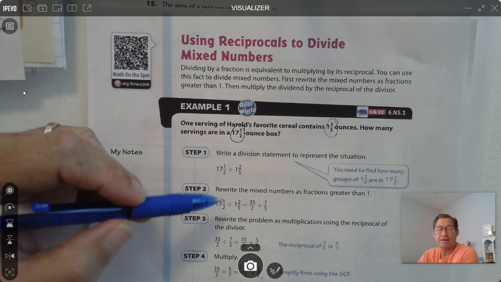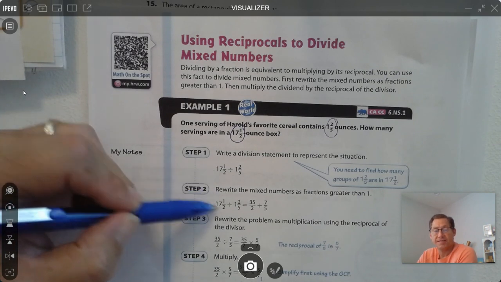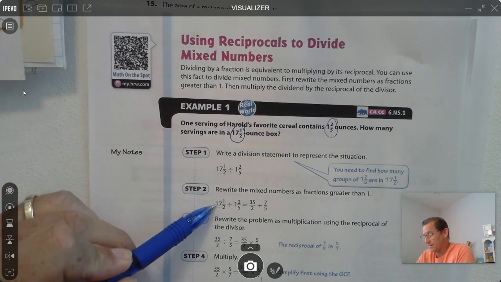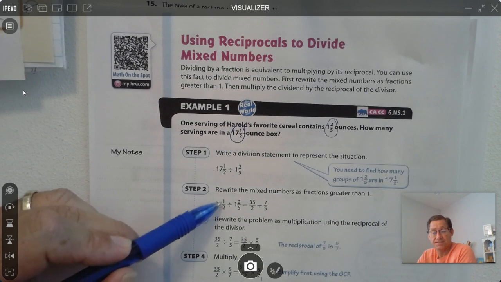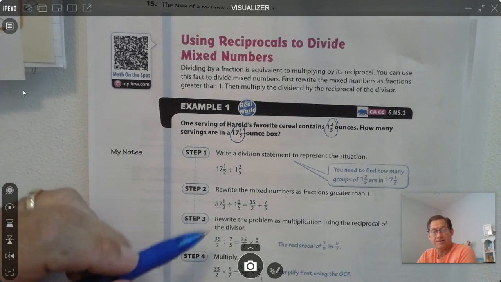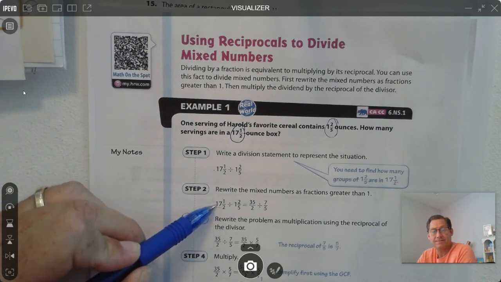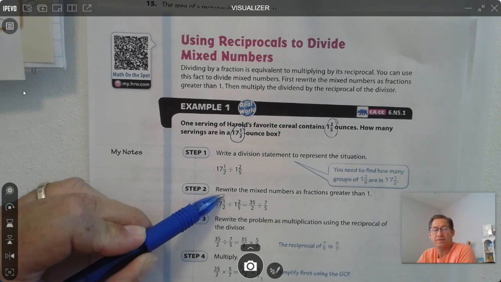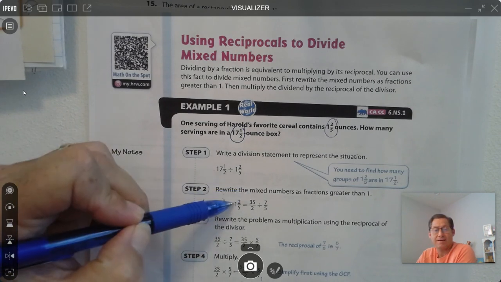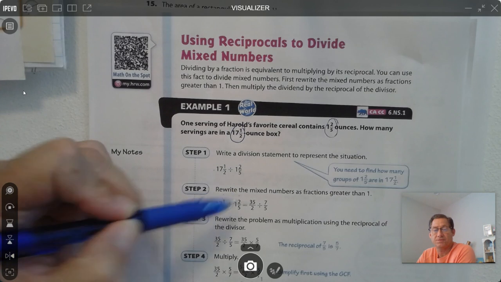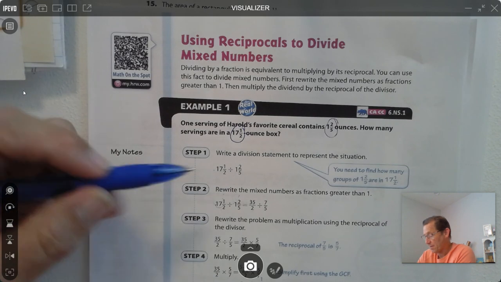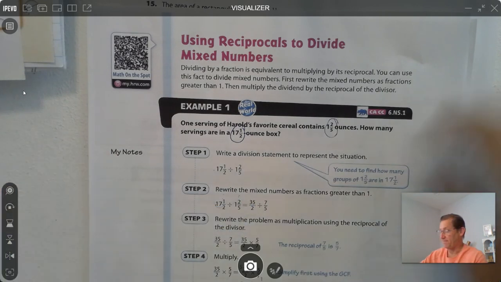All right, so step one, we want to first change each of these mixed numbers into fractions greater than 1. Well, 17 1/2: 2 times 17 is 34, plus the extra 1 is 35 halves. And remember, we find that by going 2 times 17, 34, plus the 1 left over, 35, over 2. In this case, we have one set of 5/5 plus 2/5, which is 7/5. 5 times 1 is 5, plus 2 more is 7. All right, so 35 halves divided by 7/5.